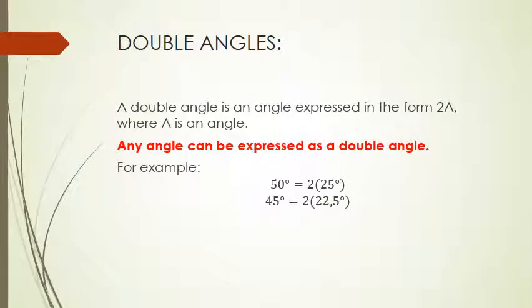45 degrees can be expressed as 2 times 22,5 degrees, which is double 22,5 degrees. X degrees can be expressed as 2 times x over 2. 4x can be expressed as 2 times 2x. This might appear trivial, but it is very, very important, as you are going to realize when we continue with the lessons.